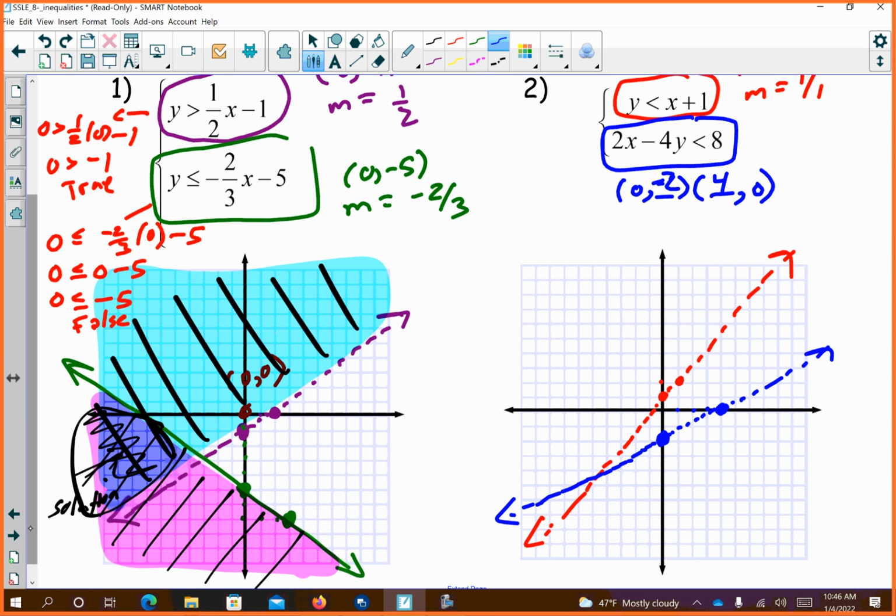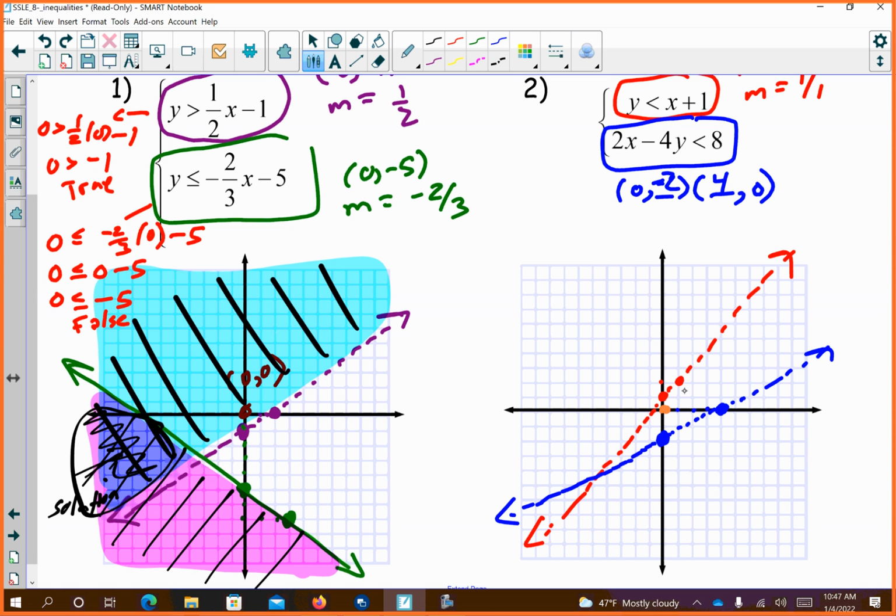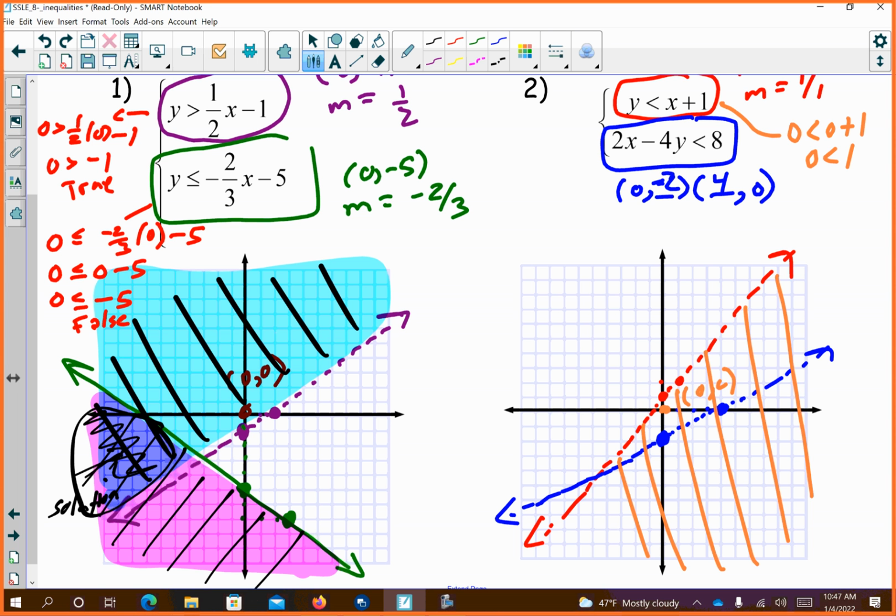Okay. Hey, is 0, 0 below and to the right of the red? Is 0, 0 above and to the left of the blue? Kinda. I guess so. So my test point works. Plug them in. 0 is less than 0 plus 1. 0 plus 1 is 1. Is 0 less than 1? Okay. Are we talking about the red or the blue? Red. So it's all down here. I won't use my fancy coloring. So that's where it's true for the red. Agreed?